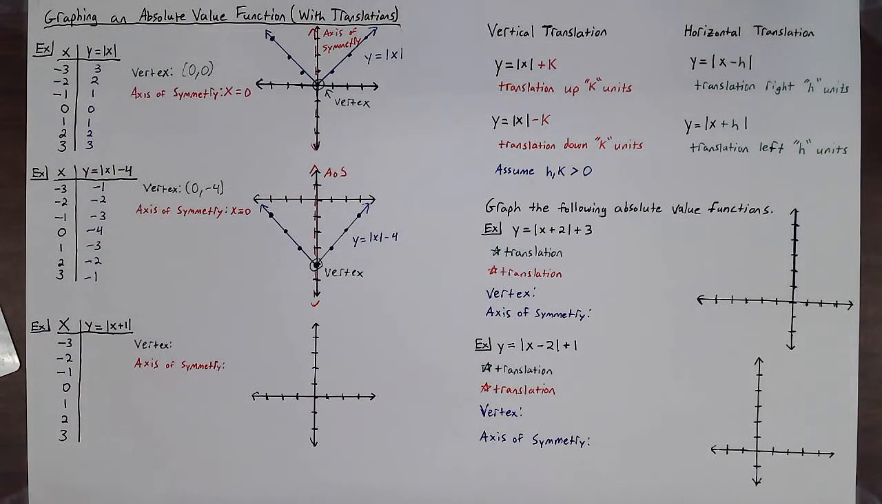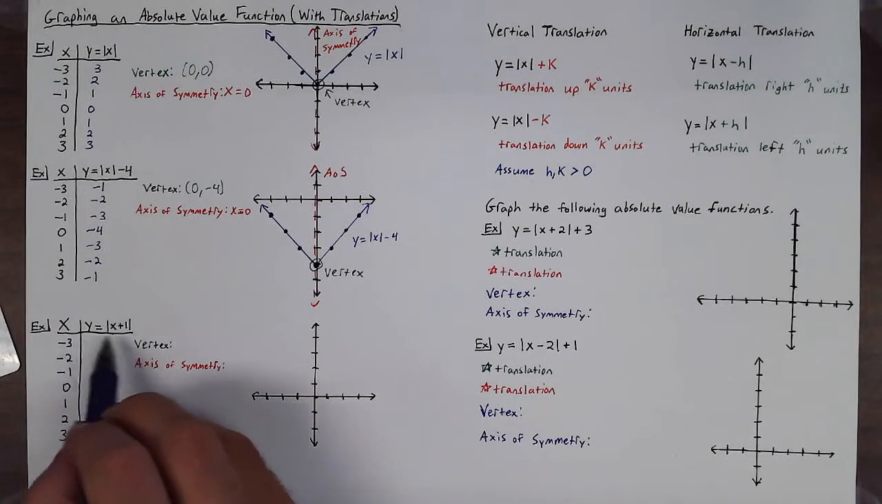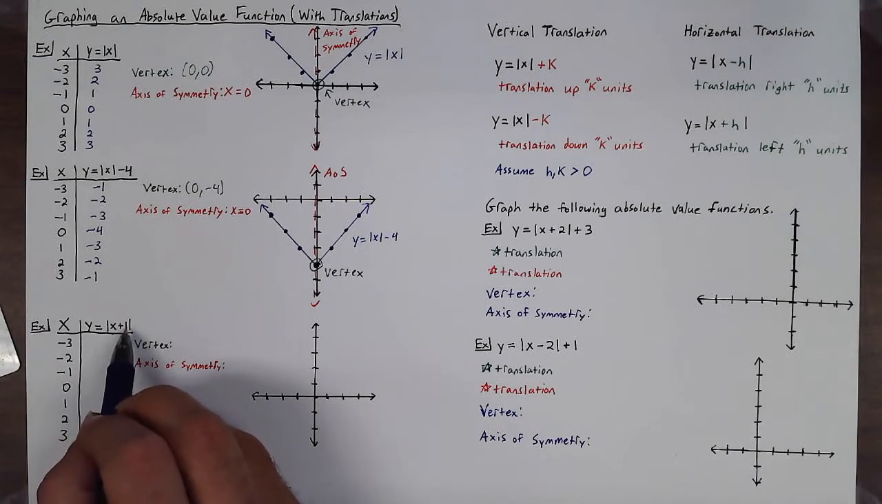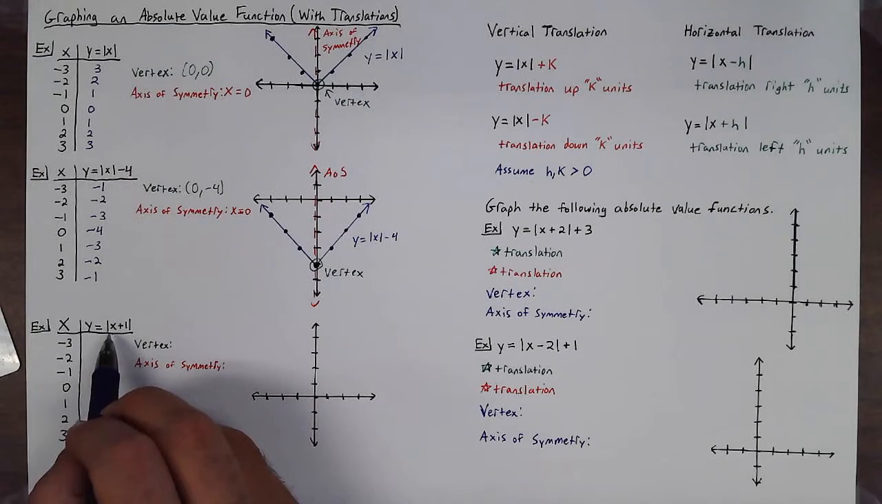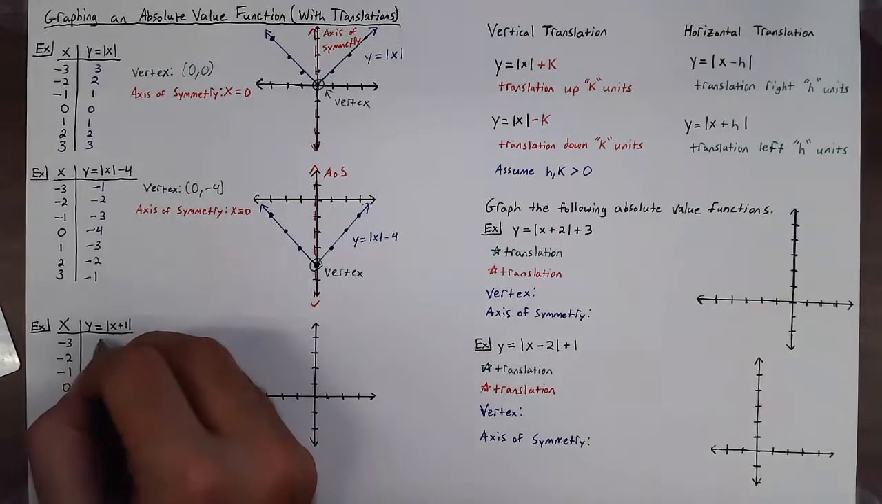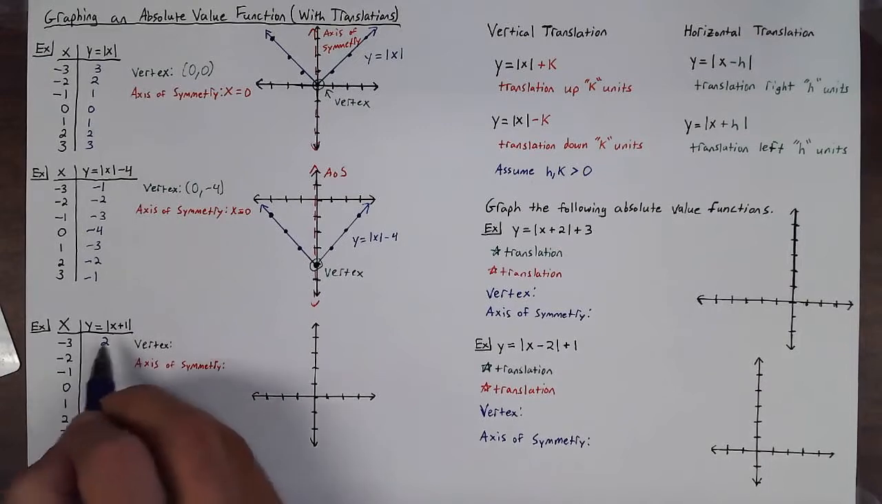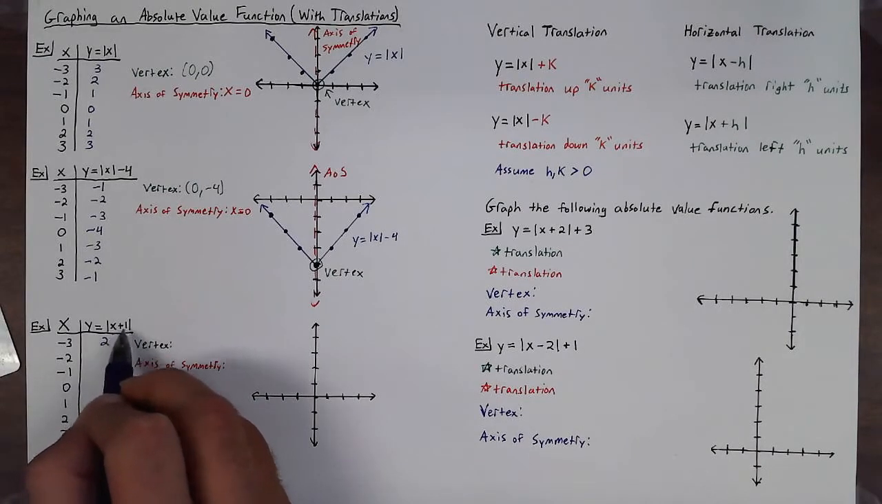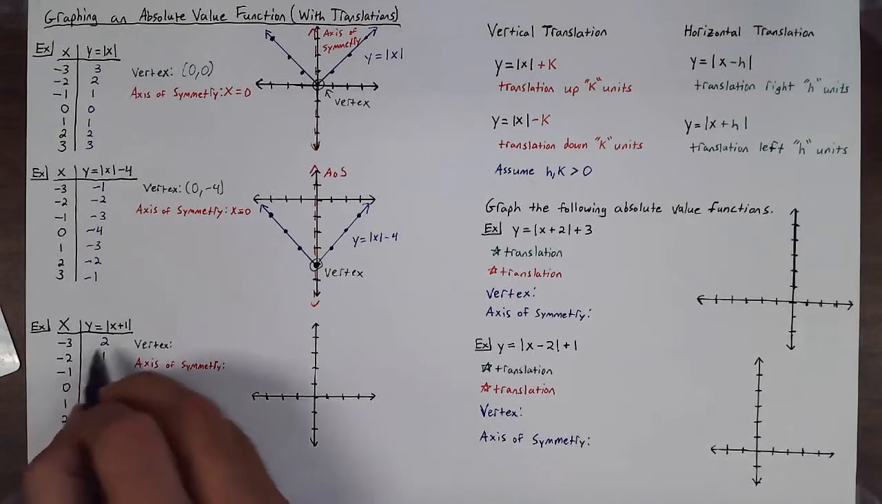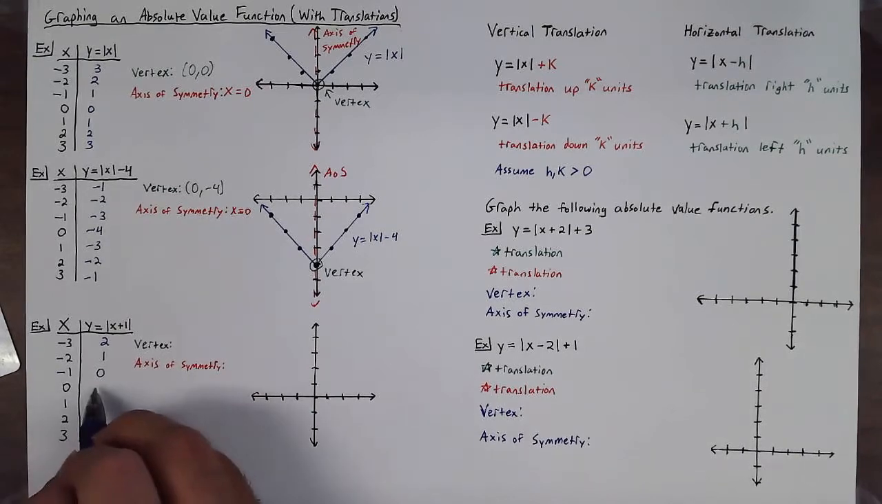Now let's look at what happens when we add or subtract the number on the inside of the absolute value bars rather than the outside. Now, when I do negative 3, I'll add 1 first and then take the absolute value. So negative 3 plus 1 is negative 2, but the absolute value of negative 2 is positive 2. Negative 2 plus 1 is negative 1, and the absolute value of that would be positive 1. Negative 1 plus 1 gives me 0. Absolute value of that is 0. 0 plus 1 is 1. 1 plus 1 is 2, 2 plus 1 is 3, 3 plus 1 is 4.